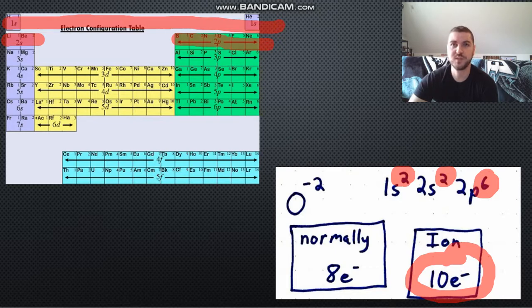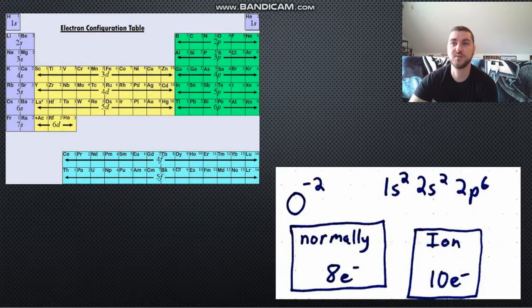So just make sure you realize that the configurations of a neutral atom and its ion are quite different, and the main thing you need to focus on is simply the number of electrons that are present in the ion. Then you will follow all the rules that you normally follow when you write the electron configuration for an atom.